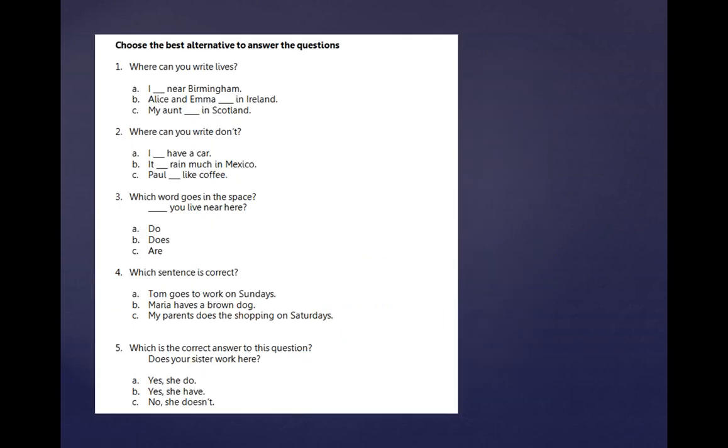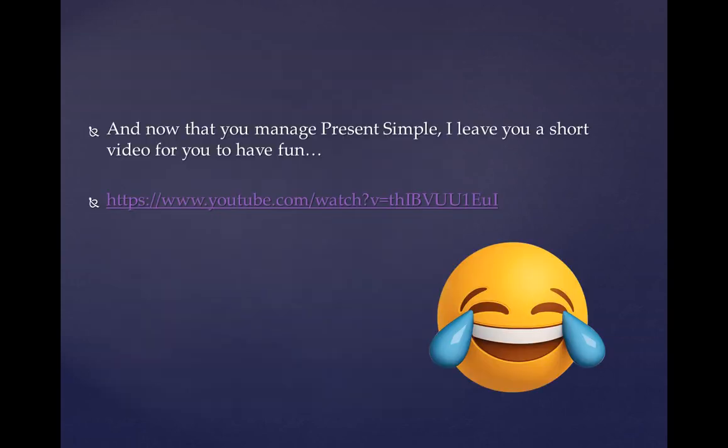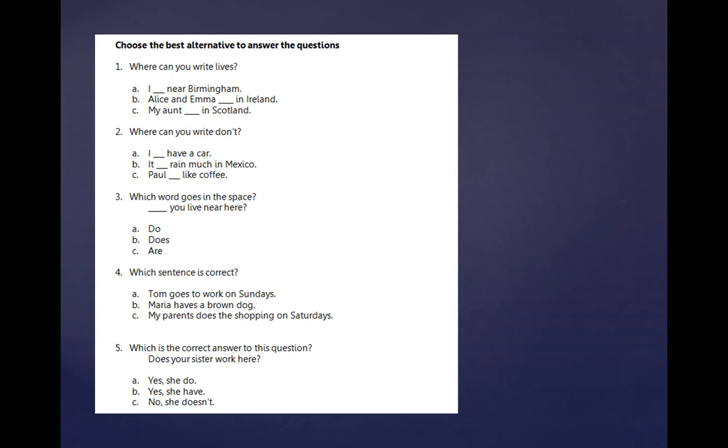Here, you have to choose the best alternative to answer the questions. Where can you write lives? I lives near Birmingham. Alice and Emma lives in Ireland. My aunt lives in Scotland. You must decide which of these is the correct one. Okay, let's analyze.